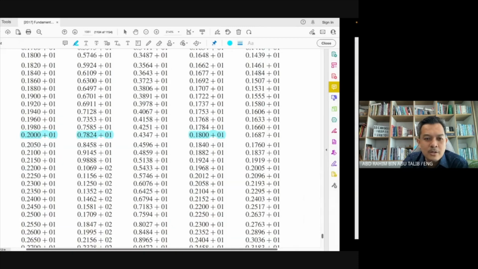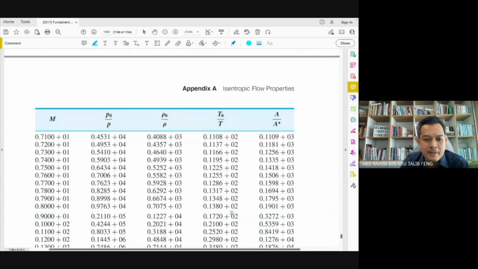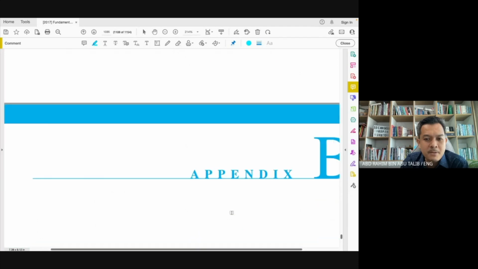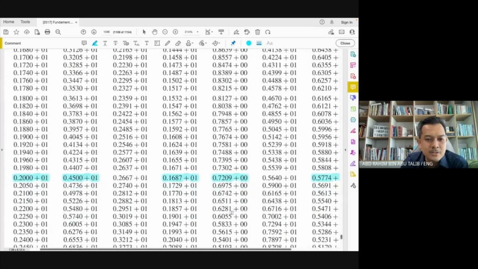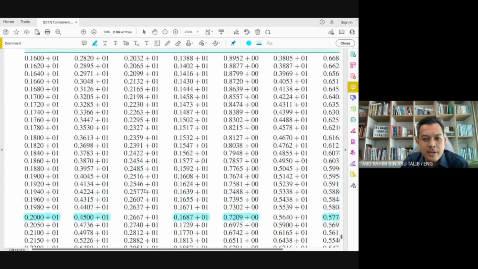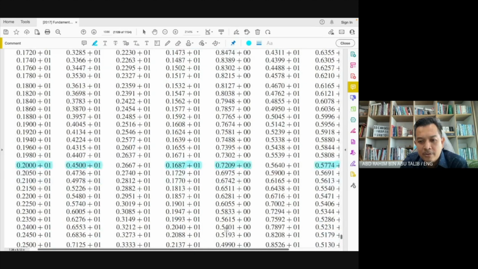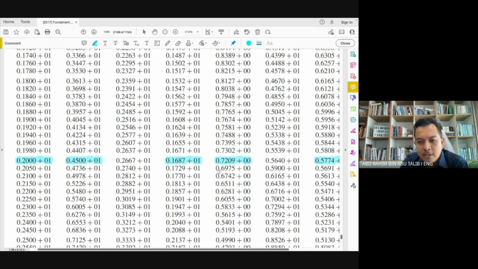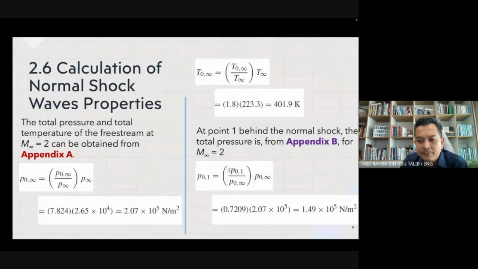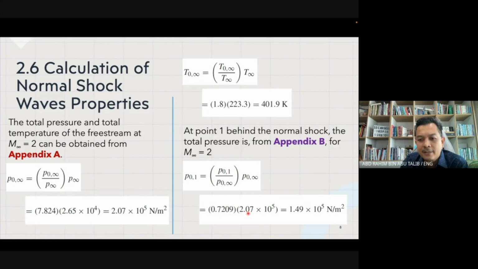So if you go to Mark 2 in Appendix B, let us go slow. You have P02, this is the value, 0.7209, and then times the value of pressure P0 free stream, given to be 2.07 times 10 to the power of 5.